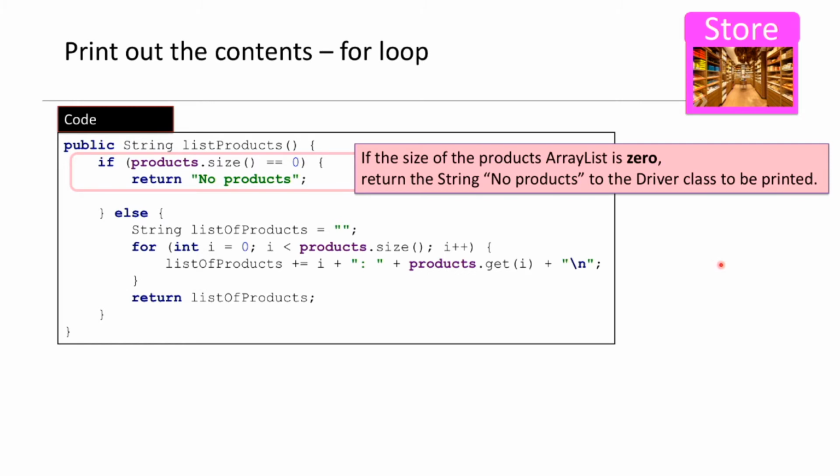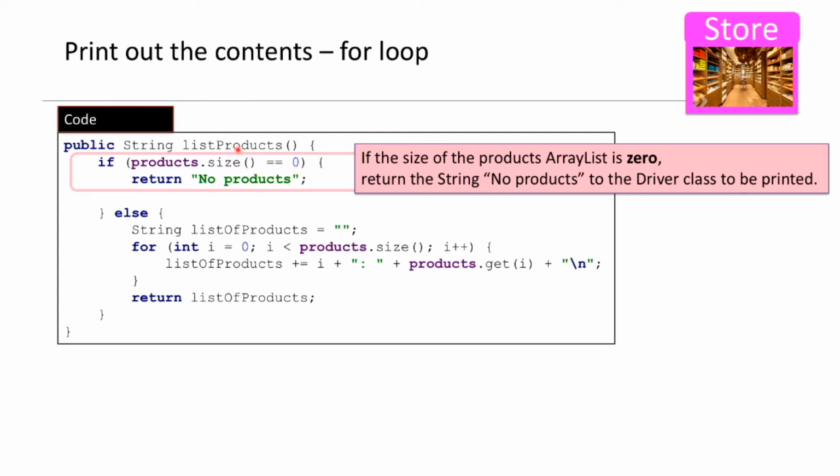Okay, so let's walk through it. We have public string list products. So list products is the name of the method that we're implementing in the store class. It starts out with an if statement. If products.size, where products is an array list, so we're pulling back the number of elements that are in that array list, and we're saying if it's 0, just return we have no products.